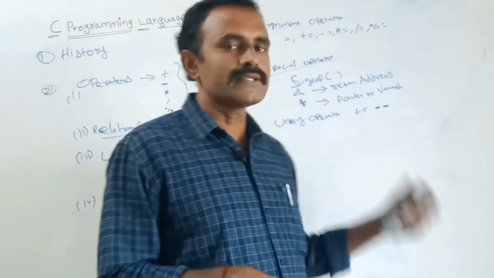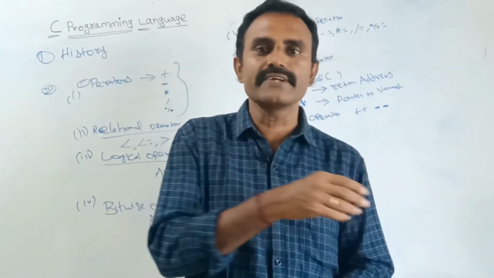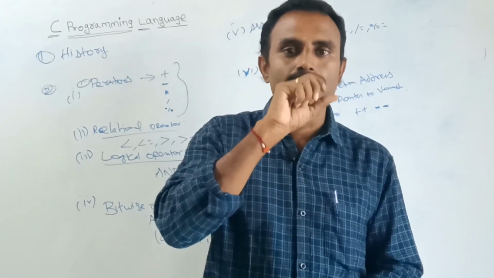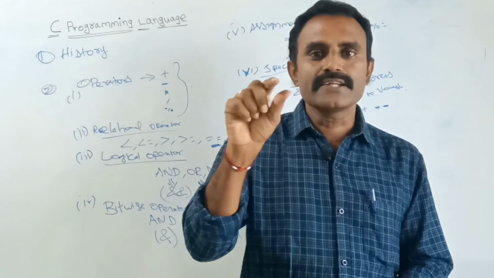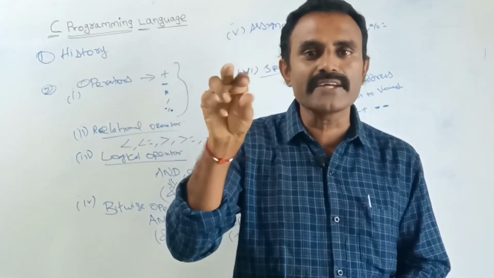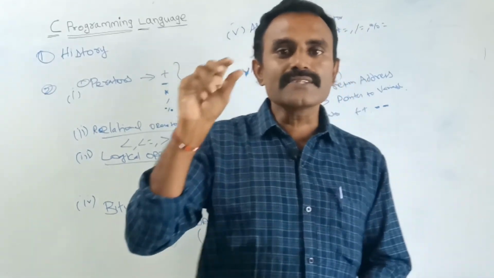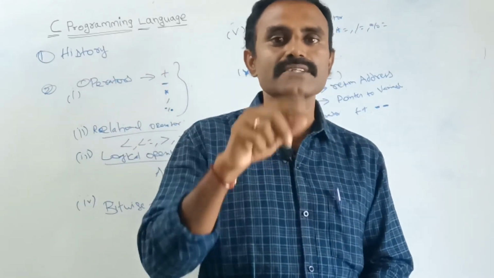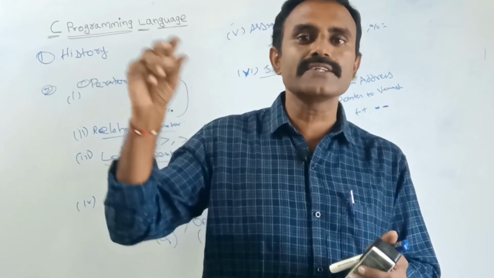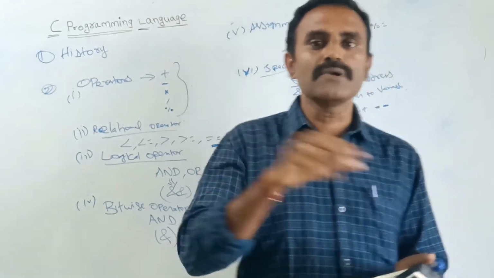Next one, address. The address operator returns the address value. We have already seen this. While we are storing a value to a variable, at the declaration part, integer a means the integer will be allocated some memory, and each and every memory location has a unique address. That address will be returned with the help of this ampersand symbol. Where this a is stored, at that particular address, we can fetch by the help of this ampersand.